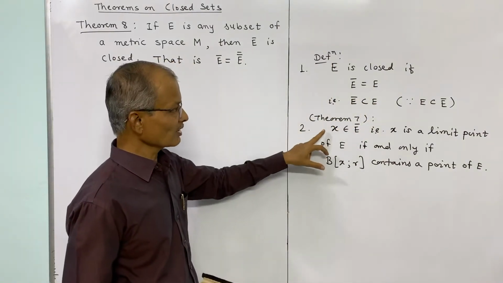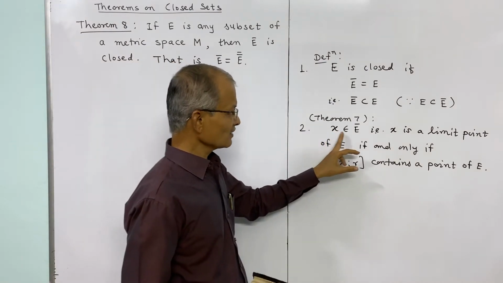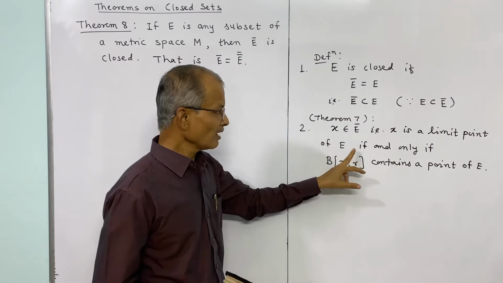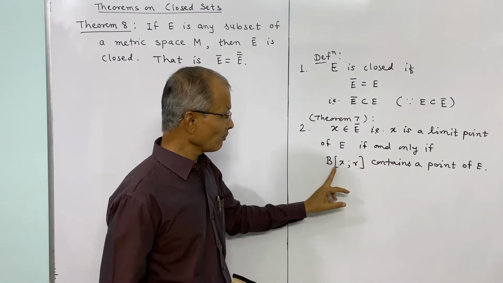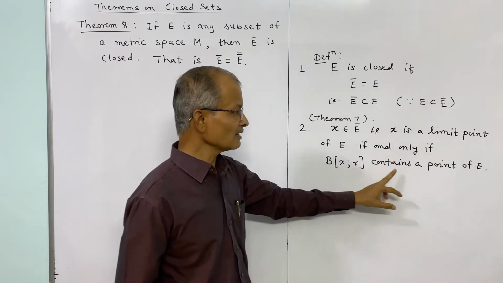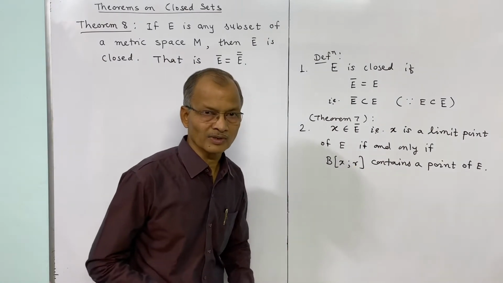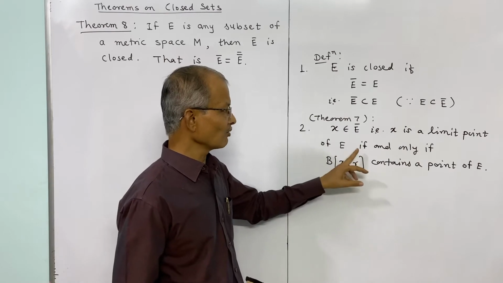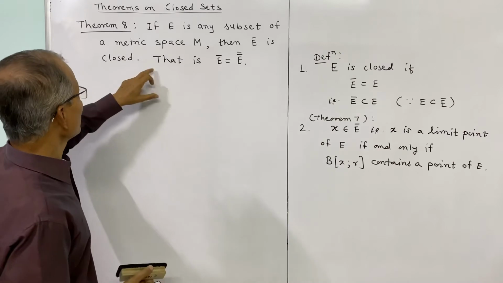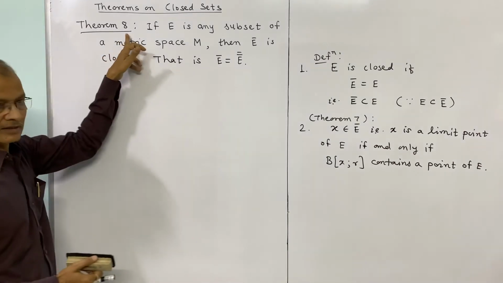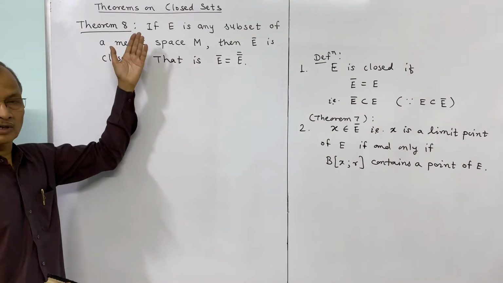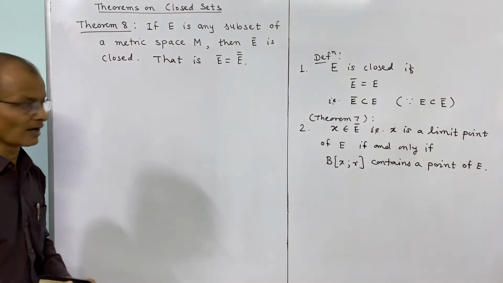And one more important result that we have studied is: X belongs to closure of E, meaning X is a limit point of E, if and only if every open ball about X of radius R contains a point of E, at least one point of E. That is a theorem that we are going to use to prove the next result, that is theorem number 8. This number 8 is written consecutively, including the earlier theorems on open sets, etc.